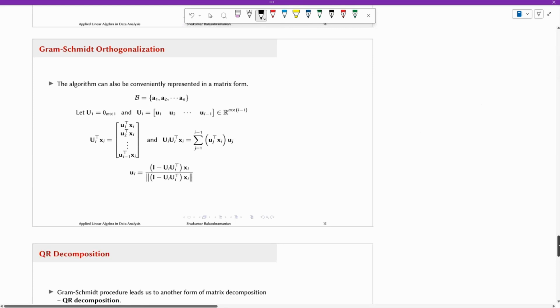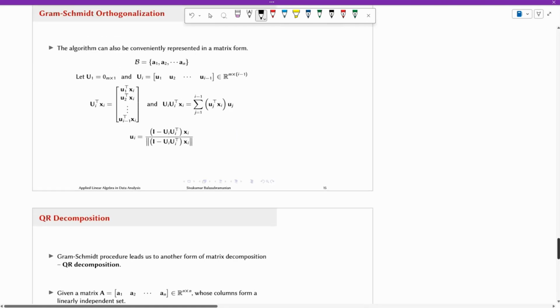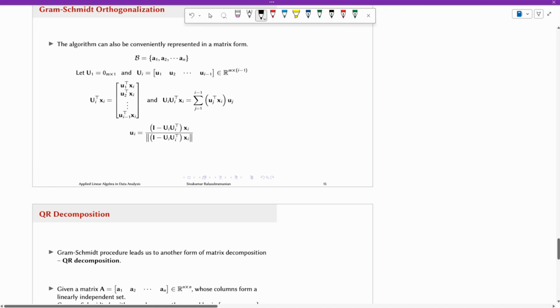So it turns out that you can express this entire procedure more conveniently in a matrix form. So let's say we started with a set of basis vectors like this, A1 to AN. Okay.